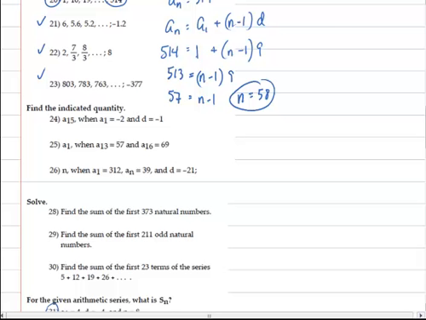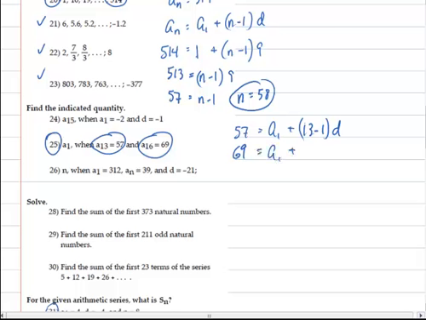On the next one, find the indicated quantity. Well, let's do number 25. And remember, we wrote out for a_13 equals 57. We wrote out 57 equals a_1, which we don't know, plus 13 minus 1 times the d value, which we don't know. And then for the other equation, we wrote out, if you look back in your notes, the same setup, and this was 16 minus 1.